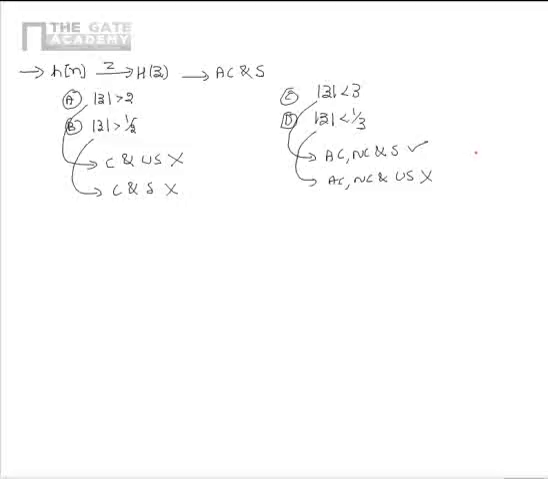So the ROC of the system function H of z, which satisfies the conditions of anti-causality and stability, is mod z less than 3. So please note that this is just a possibility. So the option C is the correct option.